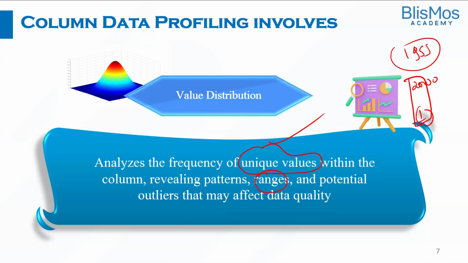Are there any outliers? Okay. So you have a column where you have some 1000 values. Within that, one value is around $10 million, but all other values are on average $1,000. Then it is an outlier. So as a part of the value distribution, we'll analyze the frequency of unique values, understand the patterns, see the ranges, and look for any outliers in the data.